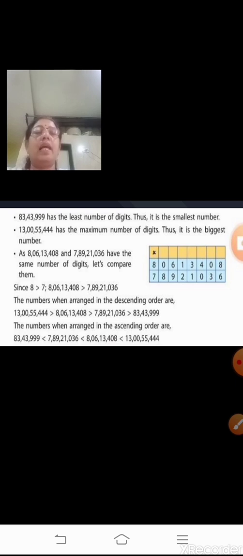8,06,13,408. That is 8,06,13,408. And your third number will be 7,89,21,036. So when you are arranging these numbers in ascending order, your number goes like this.